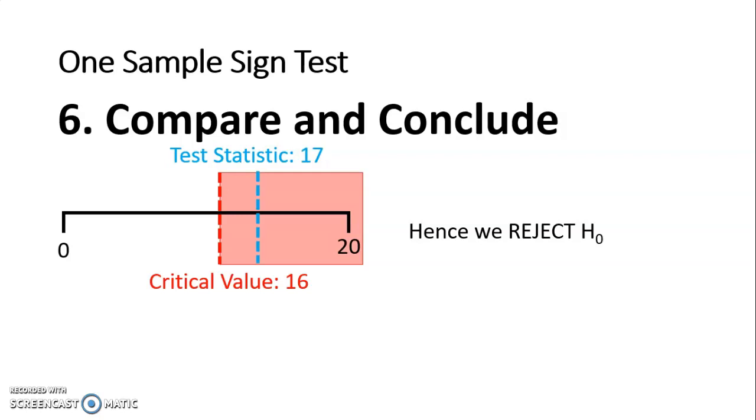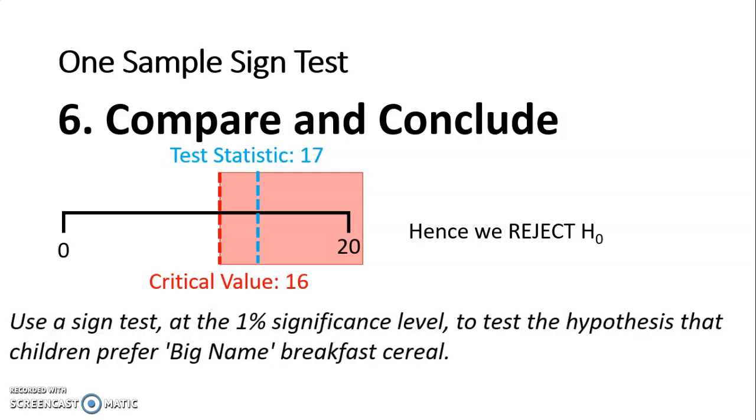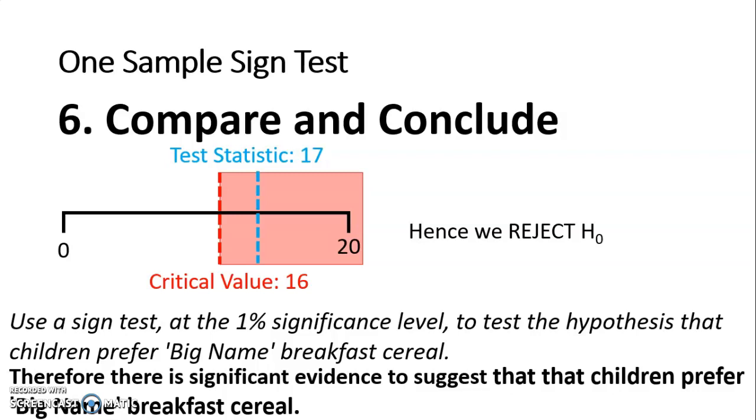To conclude that in context, I'm just going to remind myself of the question. Use a sign test at the 1% significance level to test the hypothesis that children prefer big name breakfast cereals. By rejecting H0, I am saying that no, there's not an equal preference, there's definitely some sort of preference, and therefore I'm agreeing with my H1, and I'm going to say that there is significant evidence to suggest that children prefer big name breakfast cereal.